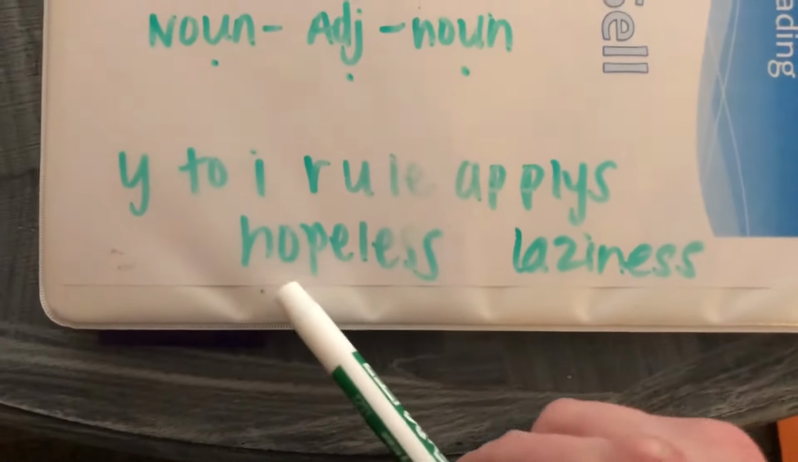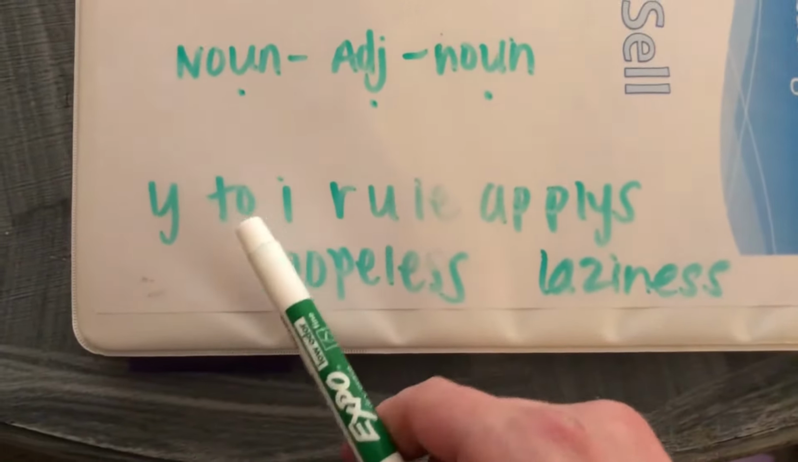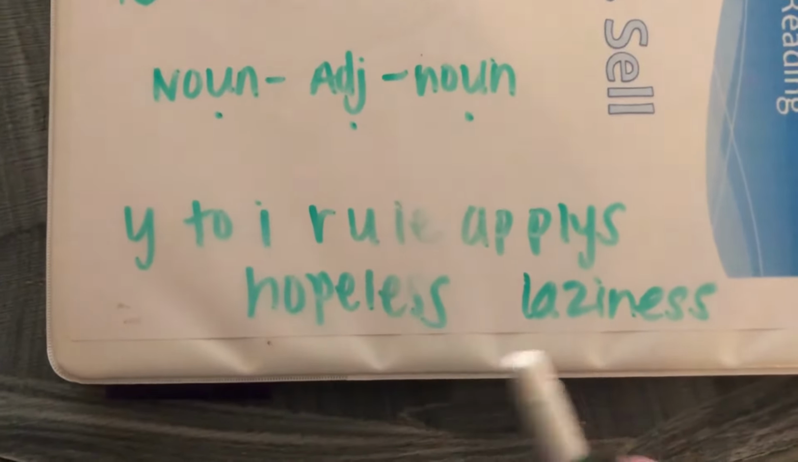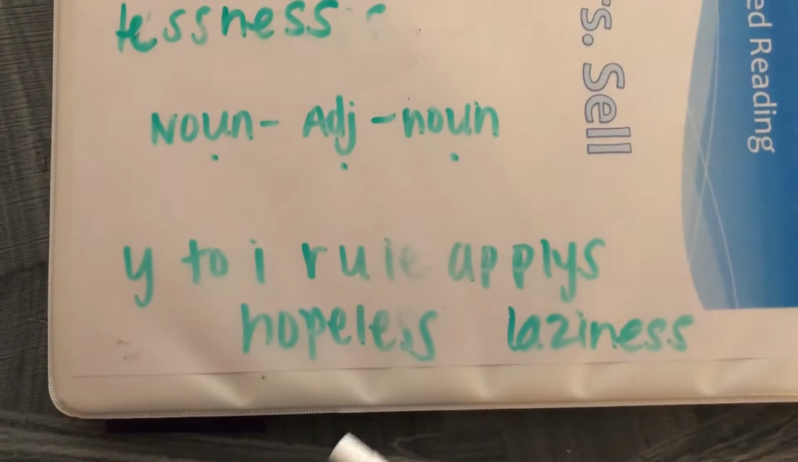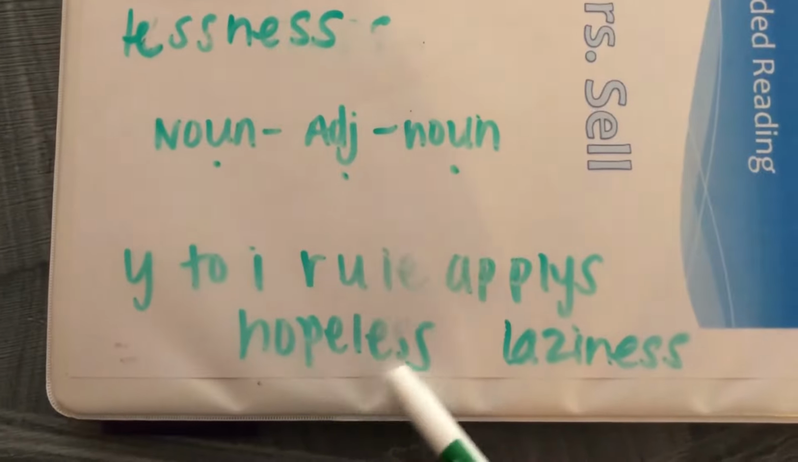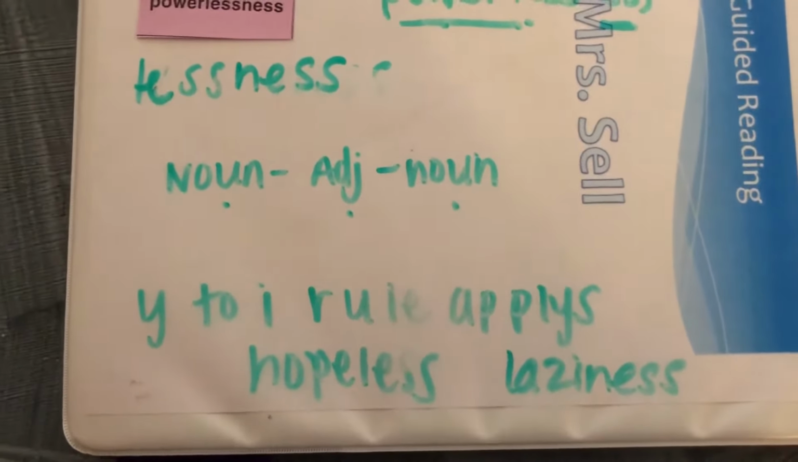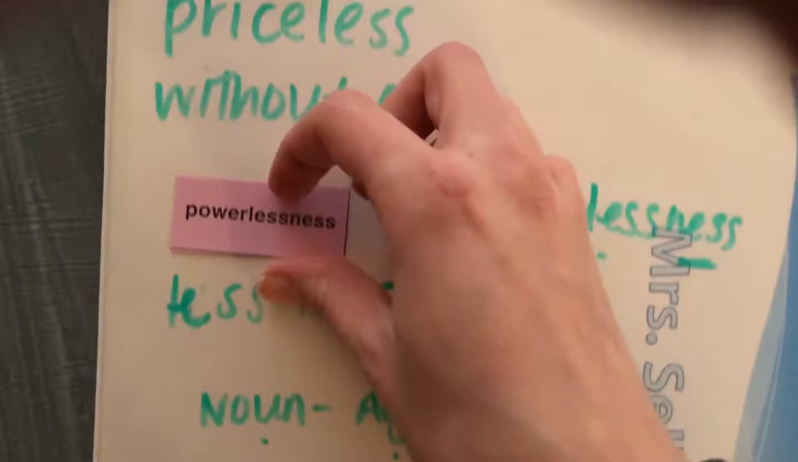Lastly, if we're looking at our words, we do need to be aware that the Y to I rule applies. So if it ends with a Y, when we're adding these endings, it's going to turn into an I, such as in laziness. But if it doesn't end in a Y, we can just add the ending like in hopeless. So those are our rules. Let me go ahead and get this out of the way so we can actually do our sort now.